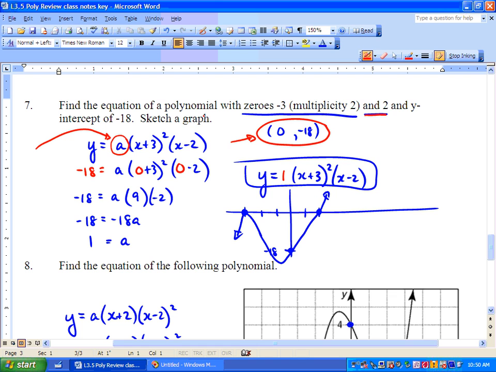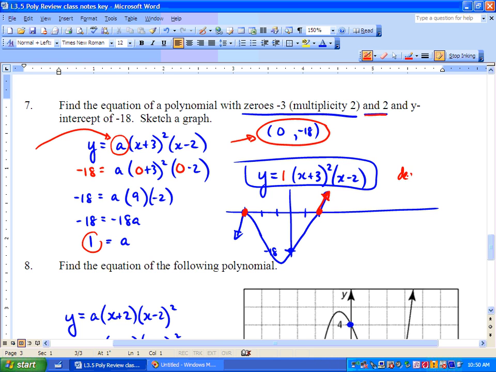Then it said sketch a graph. I would suggest that you're putting the -3 on your graph first because that's one of the roots, and then you're putting the 2 on next. Those are the only x-intercepts. This question had a positive leading coefficient. Remember, the leading coefficient was 1, and so it goes up to the right.